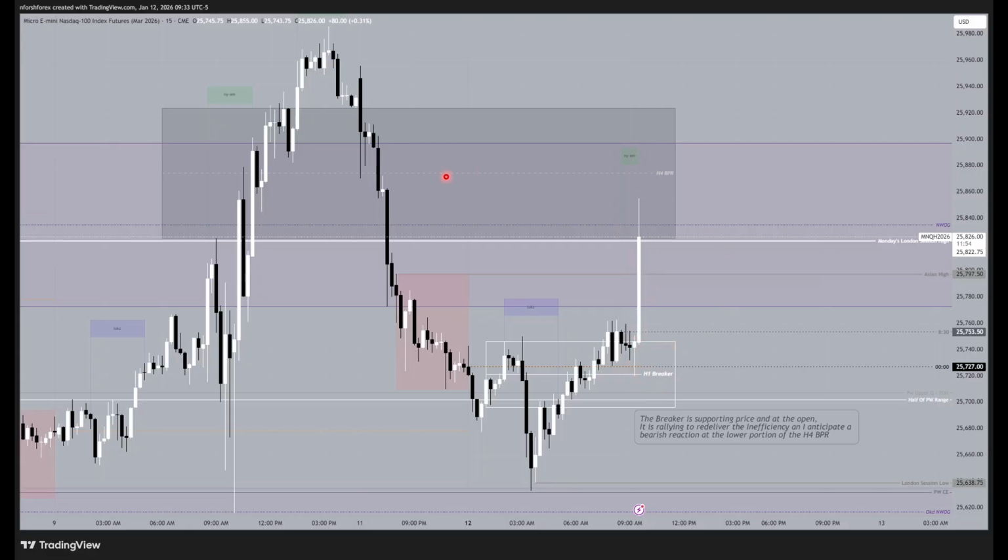And I mentioned that the most important array on this time frame, or the 1-hour time frame rather, was a sell side imbalance right here. So I wanted to see price trade to the mean threshold of that bullish order block and rally to that imbalance. It was a sell side imbalance, buy side inefficiency on the 1-hour time frame. We saw that happen sweetly.